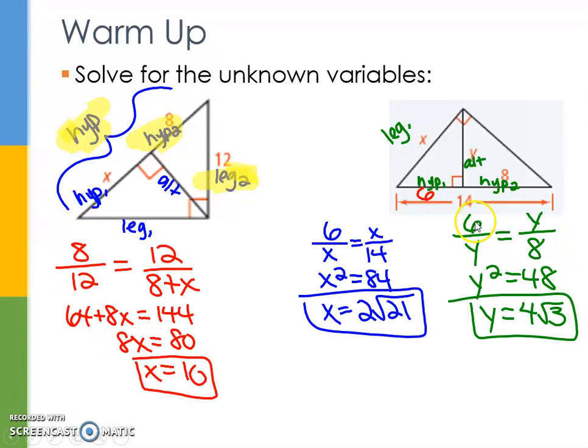And then if I set it up this way, I can have y and y, and then 6 and 8 here. And then y squared is 48. We can actually simplify that number and write it as a simplified radical, which is 4 radical 3.